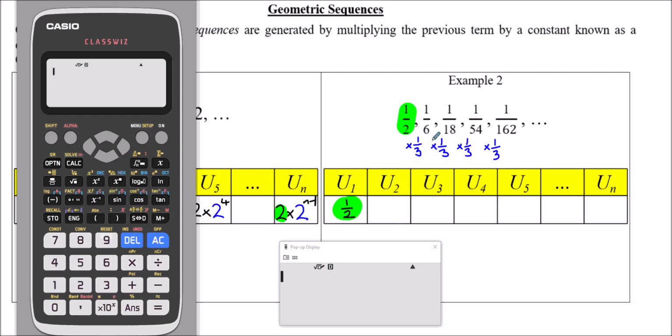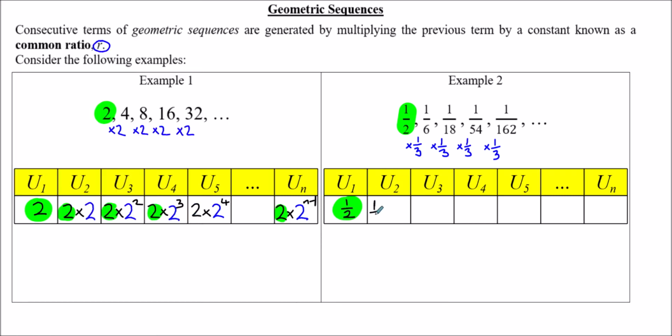So going back to what I'm saying here, the second term is the first term multiplied by the common ratio. Half times a third is a sixth. The third term, 1/18th, is a half multiplied by 1/3 squared. Check it if you don't believe me. The fourth term is a half multiplied by 1/3 cubed. The fifth term is a half multiplied by 1/3, 2, 3, 4 times.